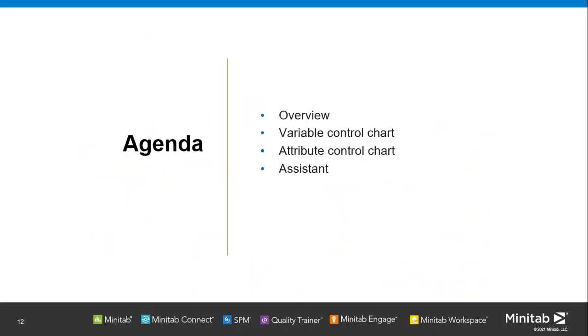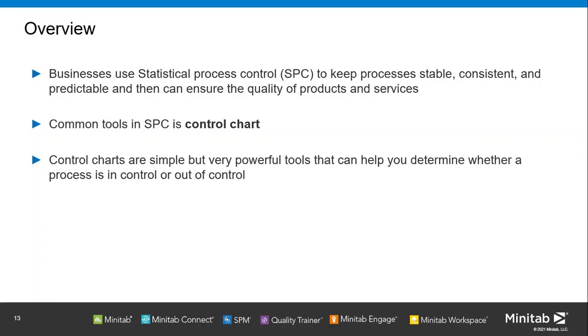Today, hopefully in 1 hour, I will cover some overview or basics about the control chart itself, and then how to run the control chart. There are many ways to get the control chart in Minitab, and many types of control charts. I will go for the variables control chart, then the attribute control chart, and then the Assistant. The control chart is a tool inside the concept of SPC, statistical process control. So let's begin our webinar with this.